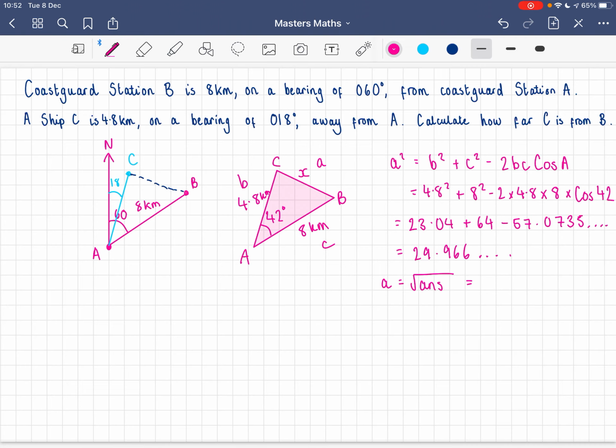Square root answer is 5.47 to 3 significant figures. There we go. That makes more sense in the context of my question. Remember, that is an actual distance that we are talking about. Let me move that a little bit. That is kilometers. Don't forget your units. It's important. That is kilometers. And that's it. We're done.